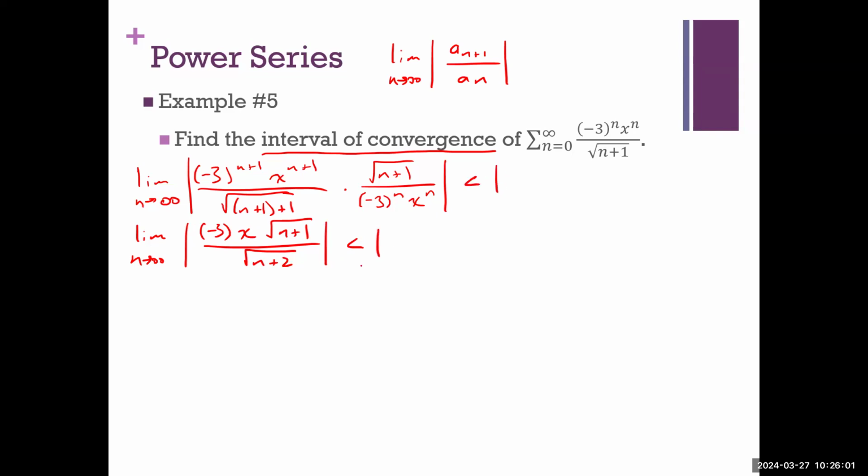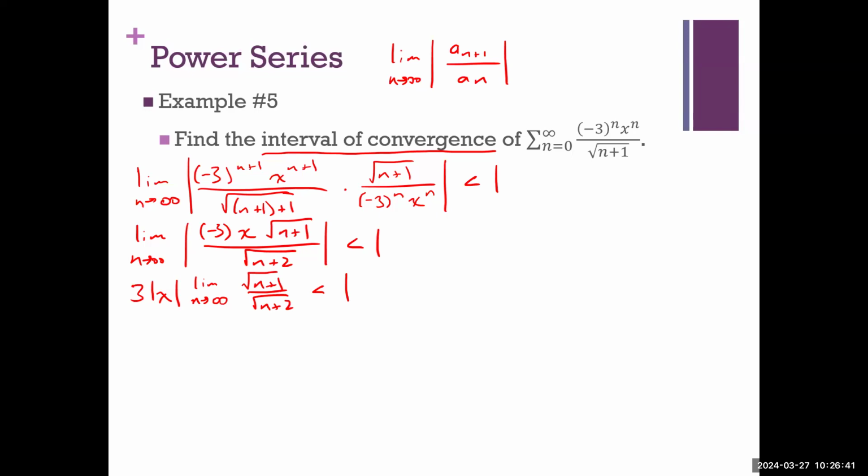Can I evaluate this now? I can pull out the -3x. In the meantime, I'll call this 3 times the absolute value of x, and then the limit of radical n plus 1 over radical n plus 2. So all this stuff that does not vary with respect to n comes out of the limit. Can we look at that limit now? What is that limit going to do?